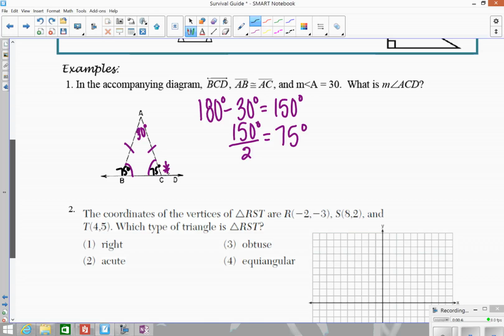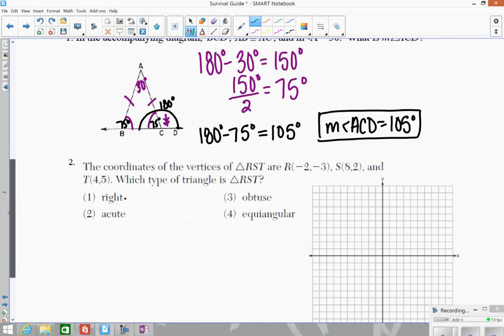So now if I want to find this angle ACD, well, these two angles form a straight line, so they have to add up to 180. So I'm also going to do 180 minus 75, and we get 105. So that means the measure of angle ACD equals 105 degrees.